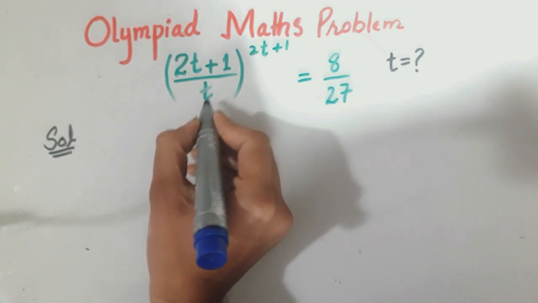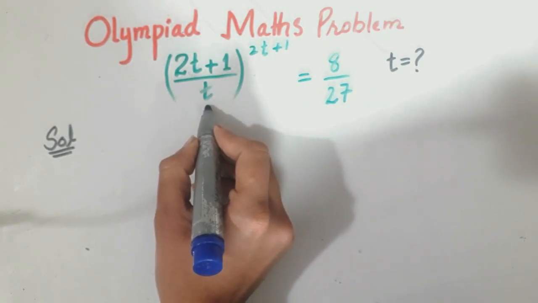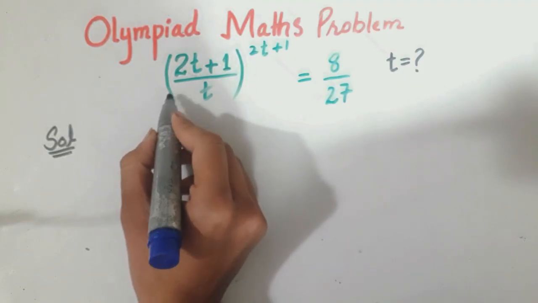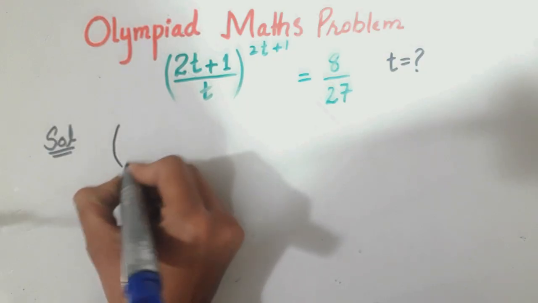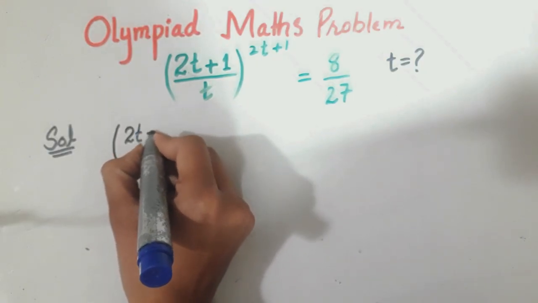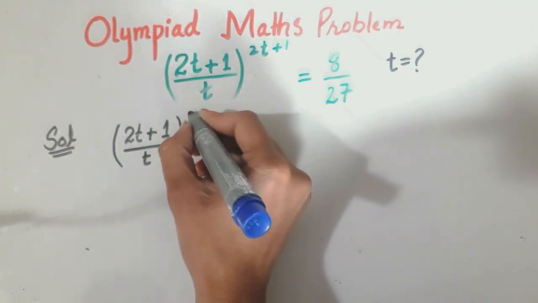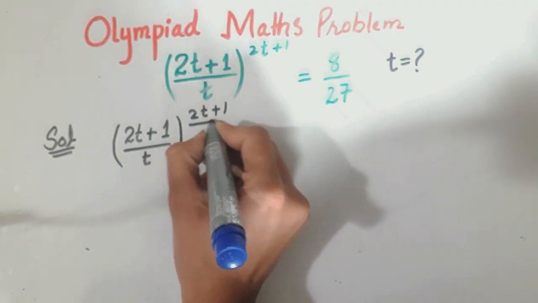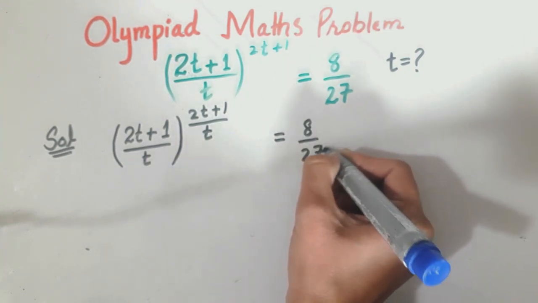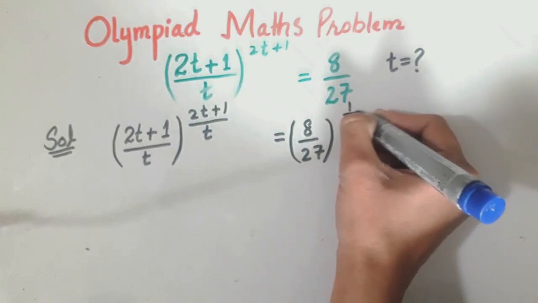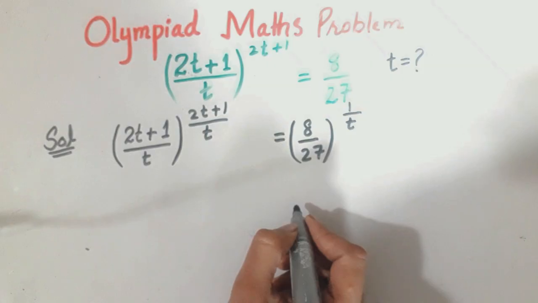we will make the power the same as the fraction, that is (2t+1)/t. It means we will divide both the left-hand side and the right-hand side by t. So the power 2t+1 is divided by t. Similarly, the power of 8/27 is divided by t, giving 1/t. Both the left-hand side and right-hand side are divided by t.